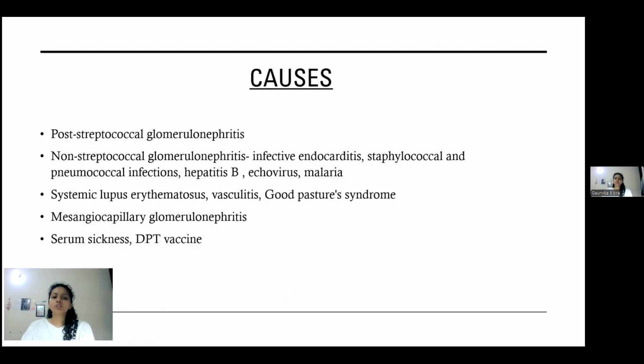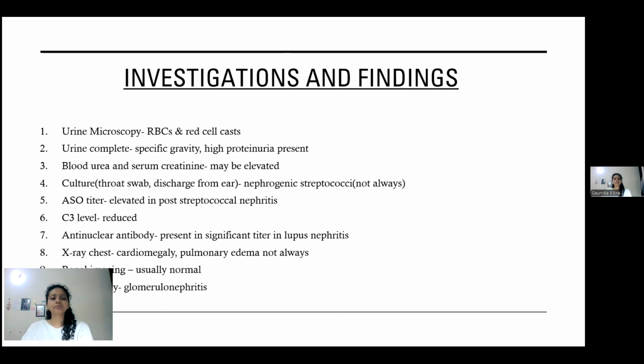Causes: post-streptococcal glomerulonephritis. Non-streptococcal glomerulonephritis includes causes such as hepatitis B, echovirus, malaria, infective endocarditis, staphylococcal and pneumococcal infections, SLE, vasculitis, Goodpasture syndrome, mesangiocapillary glomerulonephritis, serum sickness, and DPT vaccine.